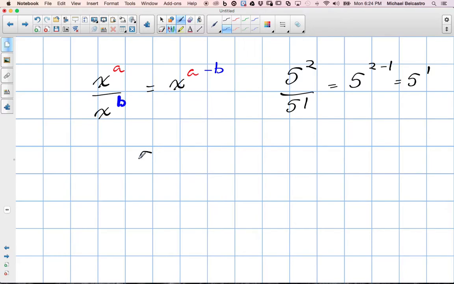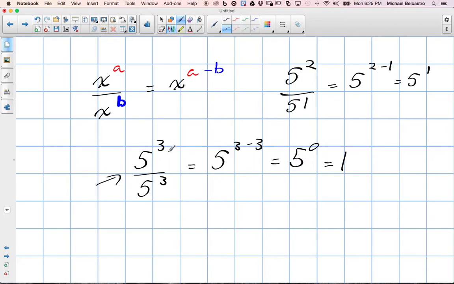So using this idea, again, we'll use our 5. Let's say I have 5 to the power of 3 divided by 5 to the power of 3. Okay? We're going to simplify it. If I simplify it, it becomes 5 to the power of 3 subtract 3. And what's 3 subtract 3? 0. So it would just be 5 to the power of 0, which we already know is 1. Okay? But why is it equal to 1?